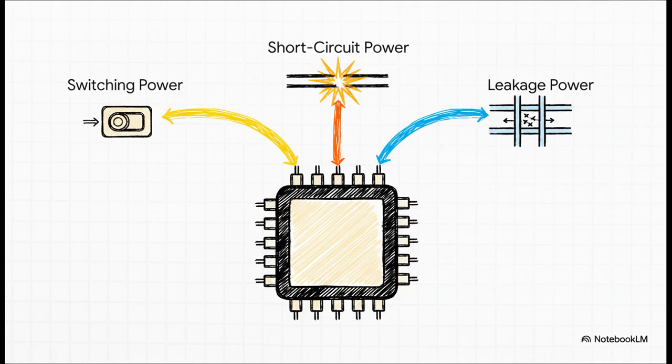Well, it breaks down into three main culprits. The biggest one is switching power. That's just the energy it takes to flip billions of tiny switches on and off over and over again. Then you've got short circuit power, which is basically tiny, brief sparks that happen during a switch. And the third one, which is getting to be a bigger and bigger problem, is leakage power. The parts inside are so impossibly small now that electrons can literally just tunnel right through the material. It's like a slow, constant leak in a tire.